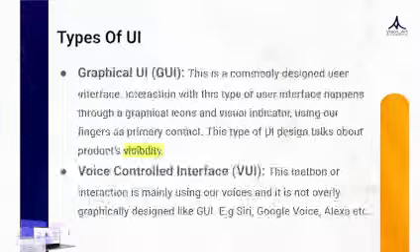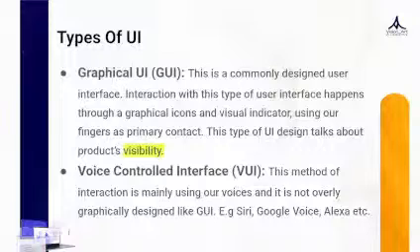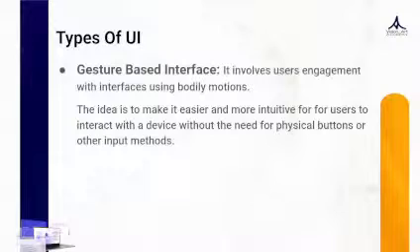So we talked about the three types: the graphical UI, that's the common UI we interact with, our normal UI that has icons, visual indicators, and the likes. Then we talked about the voice control, the method where we use our voice to interact, and the gesture based interface using our body motion. So that's the three types of user interface.